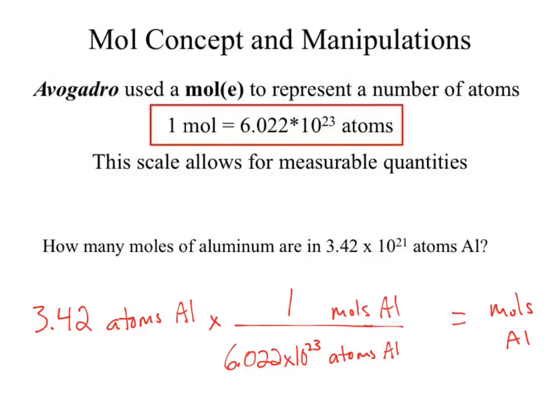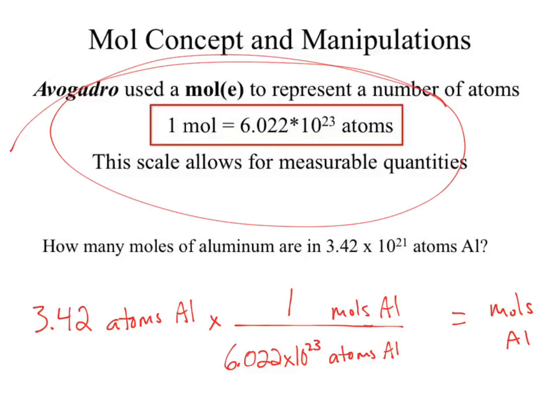What shows up in front of moles? 1. Why? That's what shows up in my conversion factor. Okay. What happens? Atoms of aluminum cancel, and I end up with the unit of moles of aluminum. I punch it into the calculator, and I get my answer.